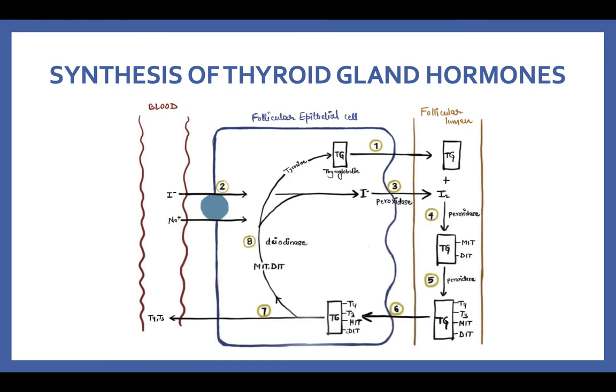So now we have the overall view of the synthesis of the thyroid gland hormones. Previously we saw each step happening in closer detail, and now we have the overall picture, and this is how the process occurs, with the end step being the T3 and T4 being released into blood to be taken up by the target organs.